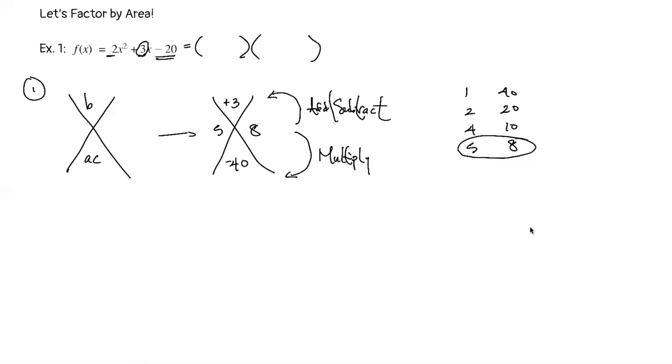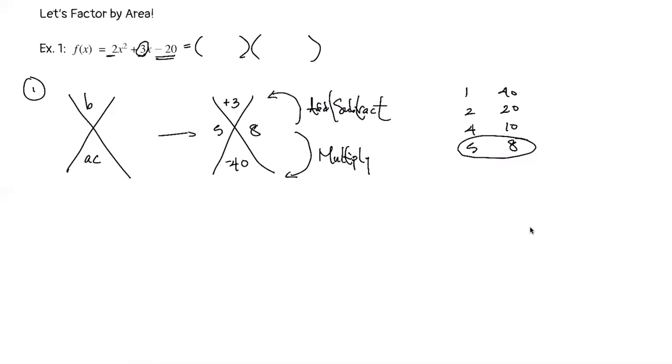But if I leave them as positive 5 and positive 8, I'm going to end up with 13, and that's not the number I'm looking for. I'm looking for 3. So one of them needs to be negative. But we have to choose carefully. We can't just put the sign on one of them and hope for the best. That's how we get factoring wrong.